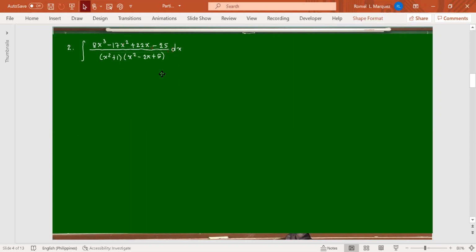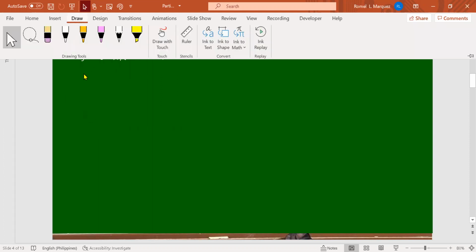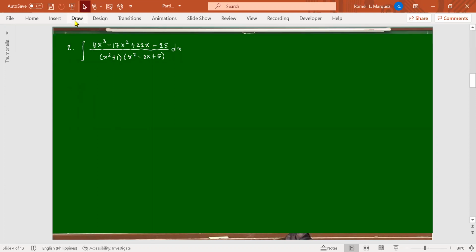Okay, so let's now check the denominator. The degree is 4, numerator degree is 3. So this is a proper rational function. We can proceed by partial fraction decomposition. So the denominator factors are x squared plus 1 and x squared minus 2x plus 1 plus 5. This second factor is not factorable.